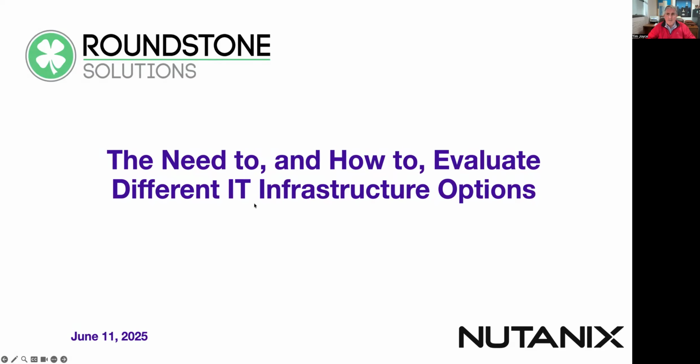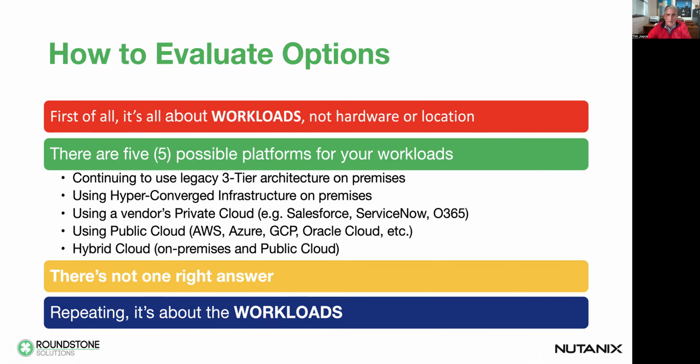All right. So this isn't going to take long, but I wanted to take you through it. So just to recap, it's about your workloads, not about the hardware or the location. And there are 5 possible platforms for your workloads. You can continue to use legacy 3-tier. You could look at hyperconverged. You could look at a vendor's private cloud, you could look at public cloud, or you could do a hybrid cloud.